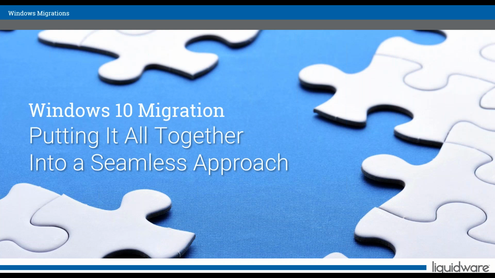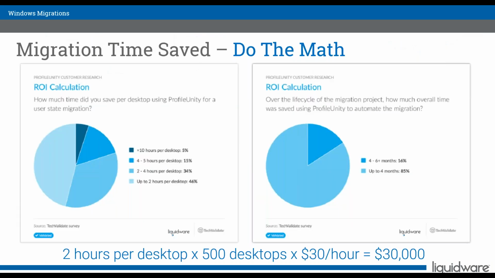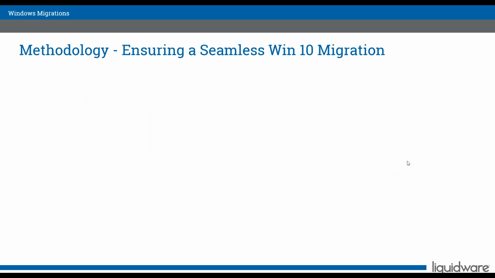So putting it all together, Windows 10 migrations, what would make for a seamless approach? We surveyed our own customers, and they liked what they saw, and they liked the way that Profile Unity automated things. If you look at an ROI calculation, and I'll briefly cover these slides so we don't bore you to death with a commercial here, but really we were saving, for a lot of organizations, in the neighborhood of at least 2 hours per desktop, as you see here. And for some of them, we even saved greater than 4 to 5 to 10 hours per desktop. And if you look at the overall time saved in moving to a new OS, for the majority of applications, we saved at least 4 months in the process. And for some organizations, even greater than that.